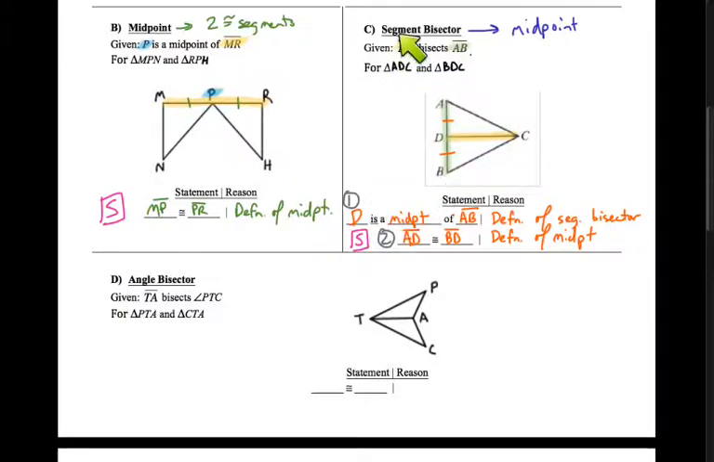Why is it two steps? The segment bisector makes a midpoint, and then the midpoint makes the two congruent segments. And that happens every time there's a segment bisector. Okay? What about if there's an angle bisector?